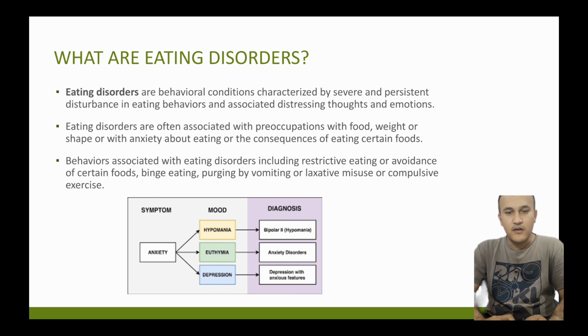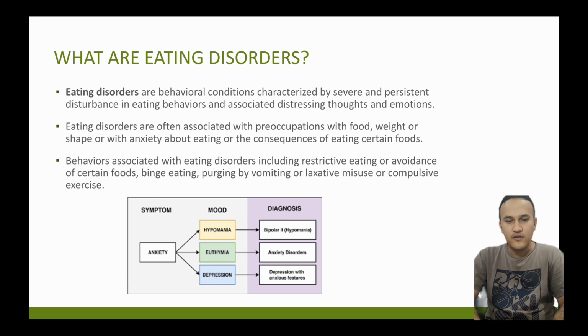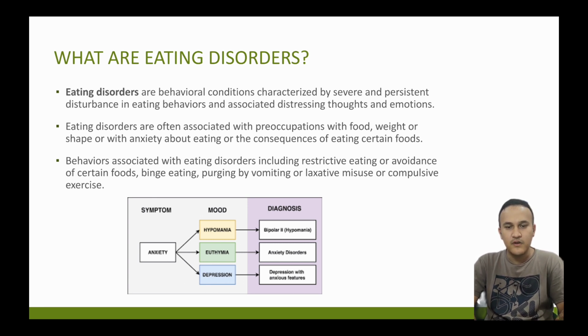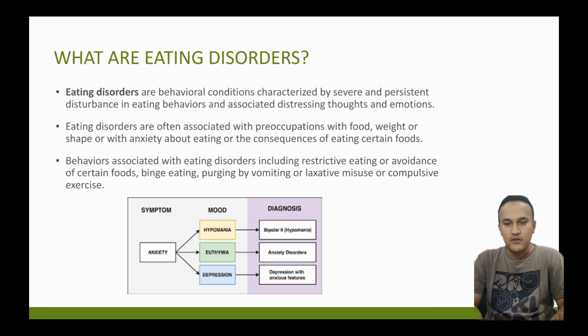Taken together, eating disorders affect up to 5% of the population, most often developing in adolescence and young adulthood. Several, especially anorexia nervosa and bulimia nervosa, are more common in women, but they can all occur at any age and affect any gender. Eating disorders are often associated with preoccupation with food, weight or shape, or with anxiety about eating or the consequences of eating certain foods.